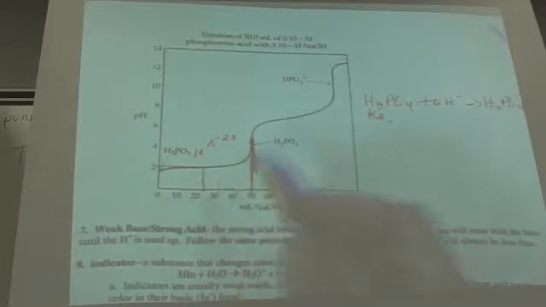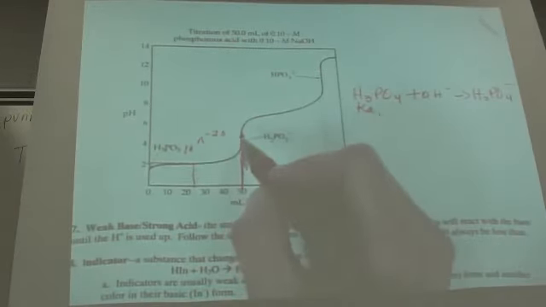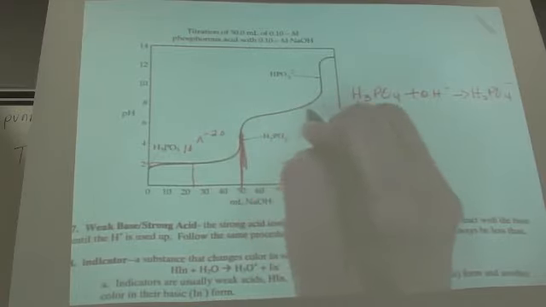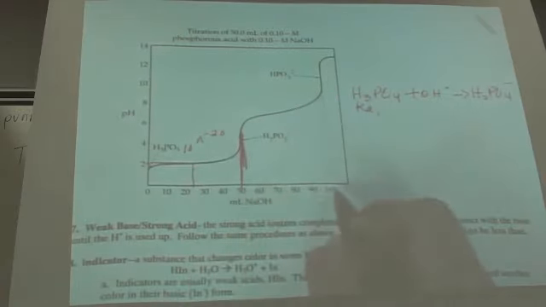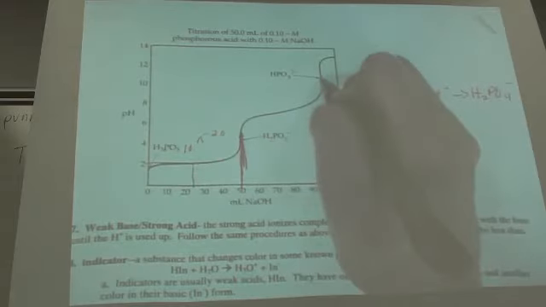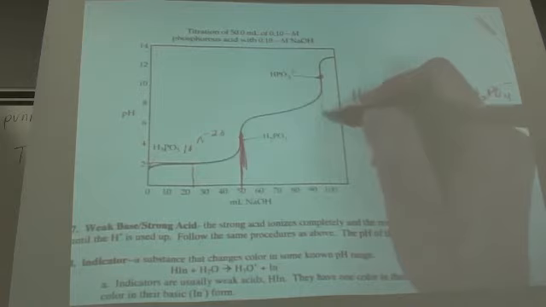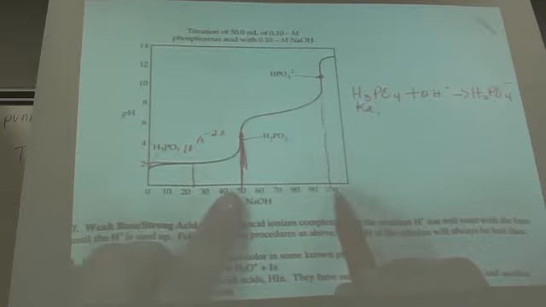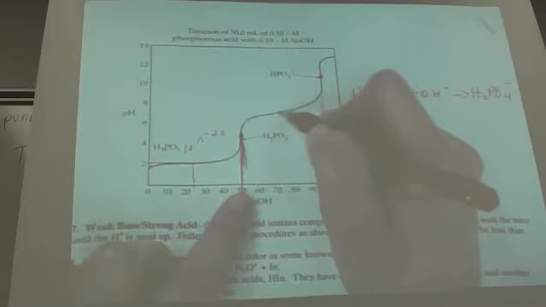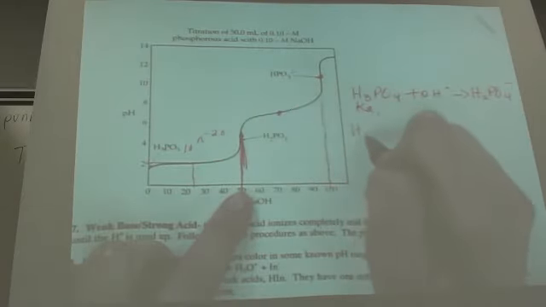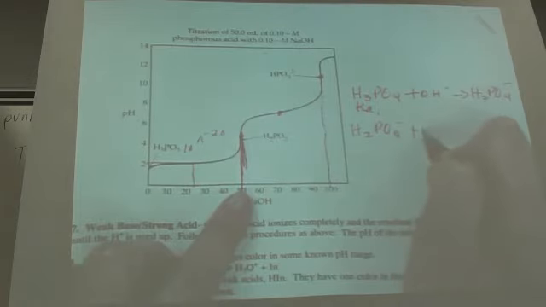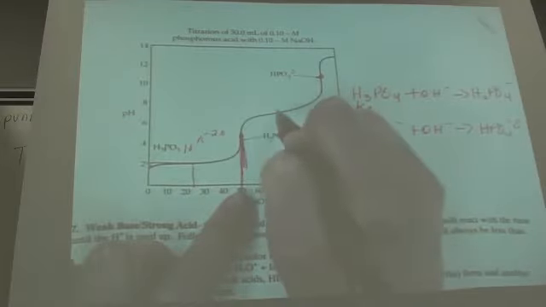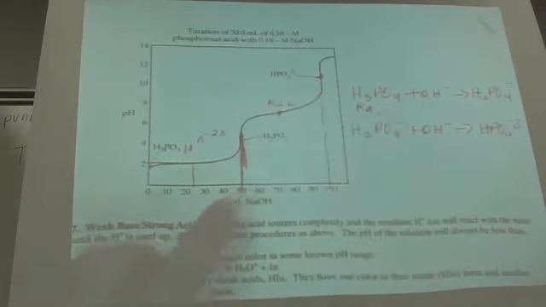Then you're going to add a little bit of phenolphthalein, and you're going to continue to titrate, adding some NaOH until you hit the second equivalence point. It happens at 100 mLs. Ka2 would be found halfway between 50 and 100, which is 75. That titration would be this. So you find Ka2.